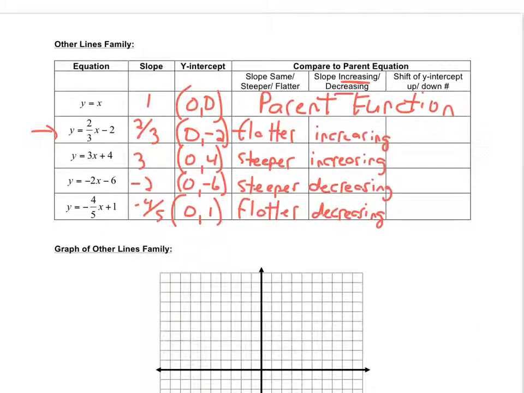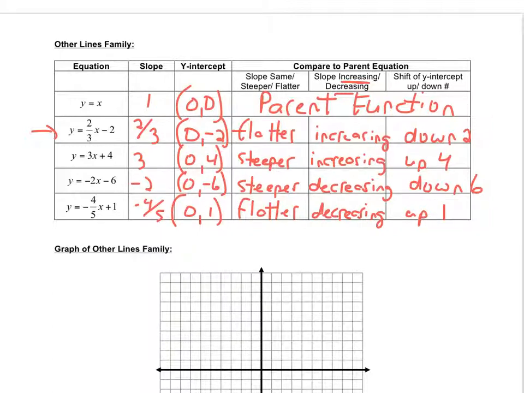And then you should be able to tell from the y-intercept, if it is a, right here, or even right here on the b, on the equation itself, is the shift. So if it's a minus b, that means it's a shift down, and if it's a plus, that means it's a shift up. So we'll fill those in. This would be down 2, shift down 2. This would be up 4. This would be down 6. And then this would be up 1.